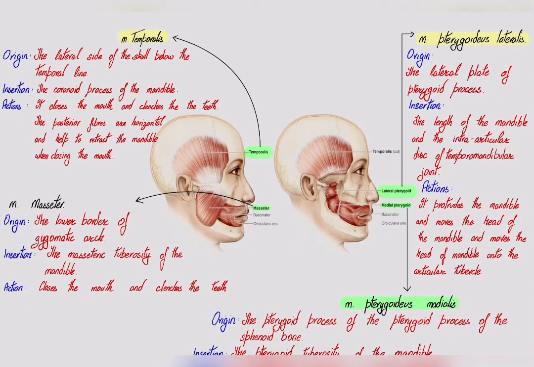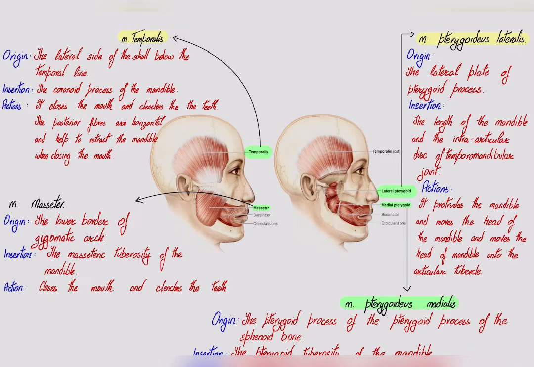Now the next muscle is the masseter muscle, which you can very clearly see over here in the picture. It originates from the lower border of the zygomatic arch and has its insertion in the masseteric tuberosity of the mandible, which is located somewhat over here. So the action that it performs is it closes the mouth and clenches the teeth.